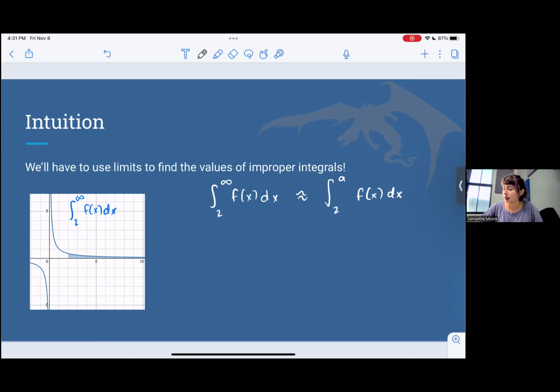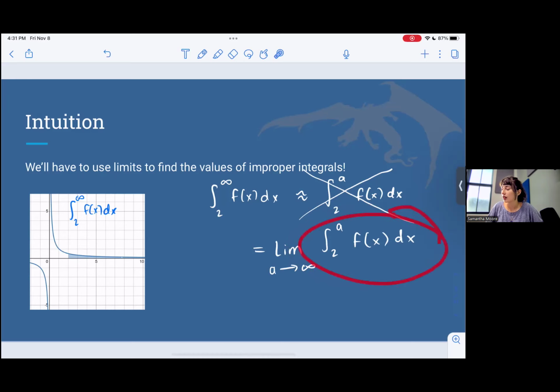And so instead of just thinking about that approximation, what we're really going to do is take the limit as, sorry, a goes off to infinity, and do the integral from 2 to a. And so we're going to be taking a limit of something that we know how to do. We know how to solve this integral. It's going to give us some sort of function in a. And then we'll think about taking the limit of that function in a, and that'll give us a number overall.